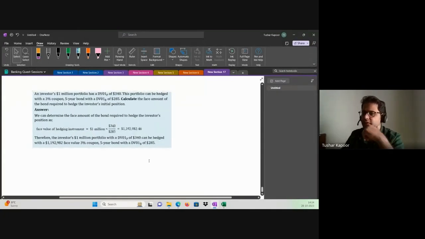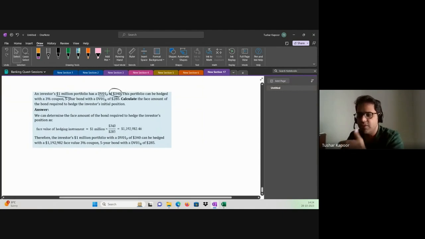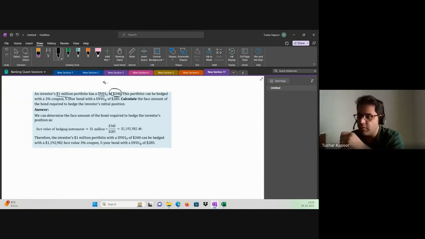Okay, so we have an investor who has a 1 million portfolio that needs to be hedged, with a DV01 of 340. His DV01, the dollar value of a basis point, which is a 0.01% change, means that his portfolio value is going to change by $340. The portfolio can be hedged with a 3% coupon 5-year bond. Now he's not using futures here. He is using another bond to hedge this portfolio, with a DV01 of 285. The face value amount of this bond is given by the hedge ratio.